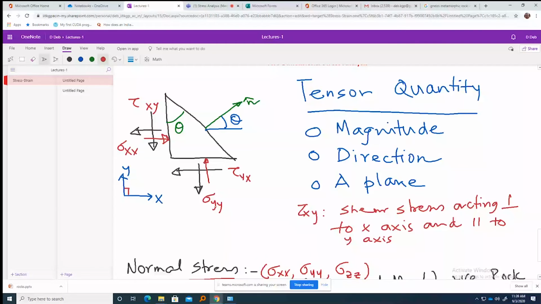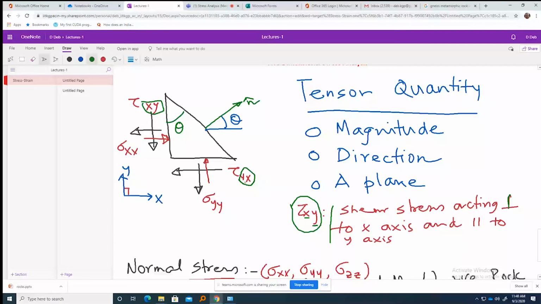Now for the shear stress, the definition is given here. How do we represent this with two subscripts? A shear stress acting perpendicular to the x-axis and parallel to the y-axis, then this is the nomenclature. So this shows it is acting perpendicular to the x-axis, and its direction is parallel to the y-axis. That's why this is tau xy. So this one will be tau yx, because it's perpendicular to the y-axis and parallel to the x-axis. That's why it is written yx. So remember the subscript meaning.